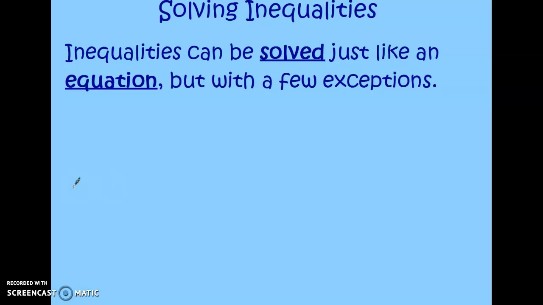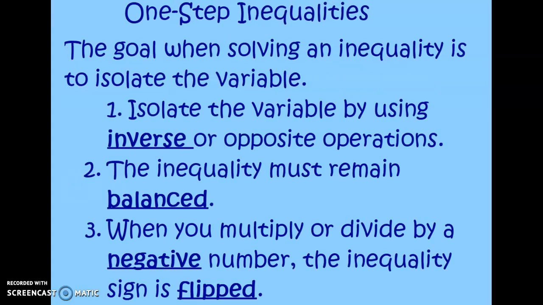Okay, so I'm going to walk through these notes with you. Inequalities can be solved just like an equation, but with a few exceptions. So we're going to get through those exceptions. Of course, the goal when you're solving an inequality is to isolate the variable. You isolate the variable by using inverse or opposite operations. When we're doing one step, you only have one operation that you'll be using, and the inequality must remain balanced. When you multiply or divide by a negative number, the inequality sign is flipped. And we'll go through some examples that show that in just a moment.